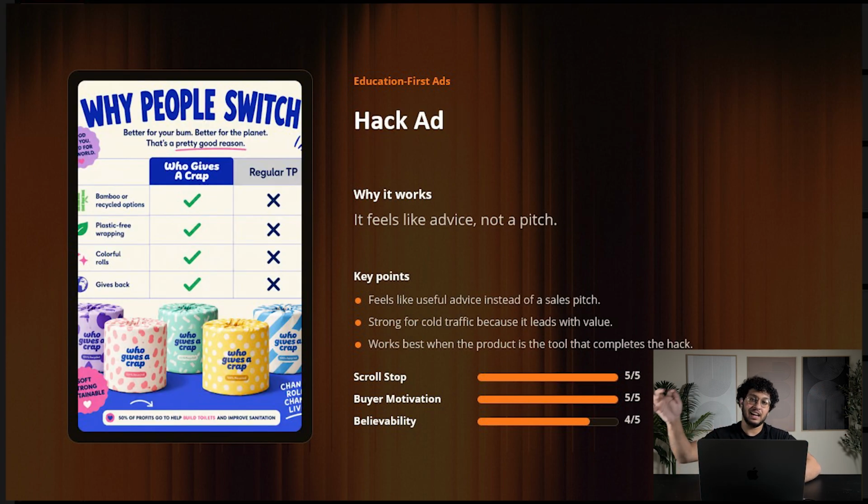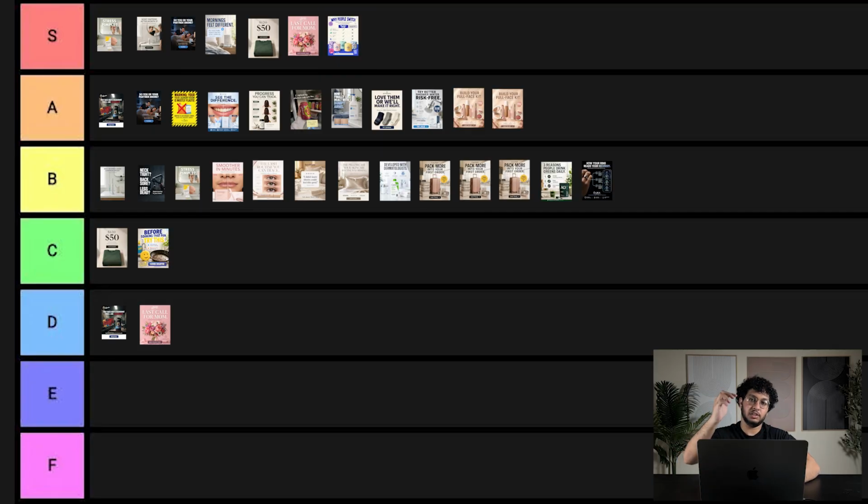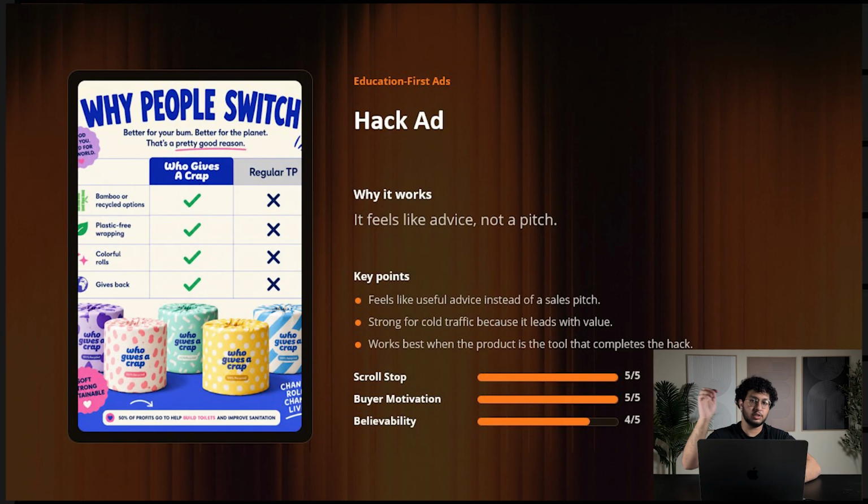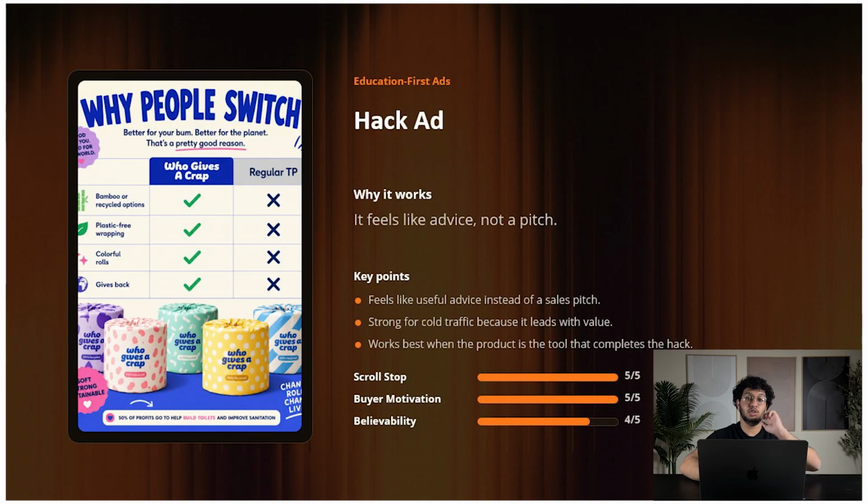Next is the hack ad. Hack ads are S tier. They feel like advice, not a pitch. Before paying exterminators, try this. Before soaking that pan, try this. The viewer stops because they think they're about to learn something useful. This makes it very strong for cold traffic.